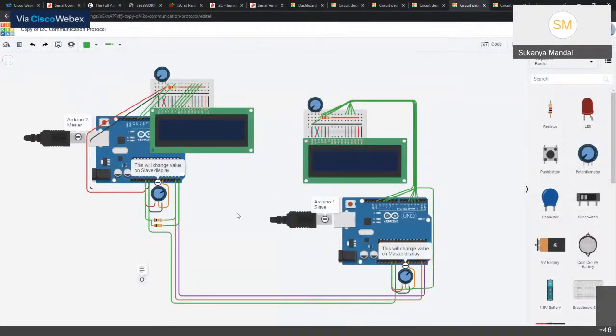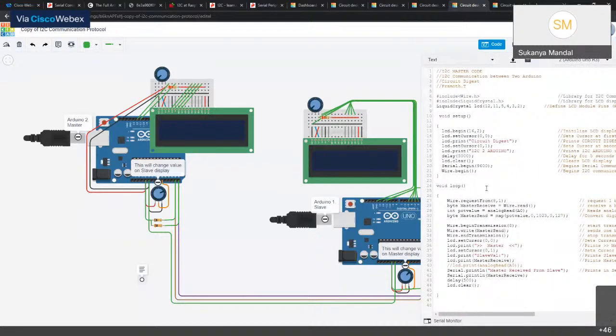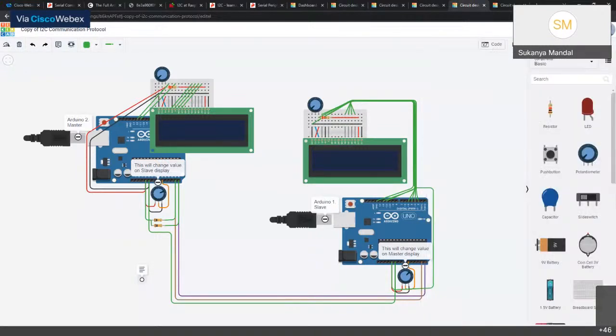Here is another example, a little more complicated, but pretty much the same. Due to lack of time, I won't be going through the code because it's complex and would require time to explain. But let me show you the simulation so that you understand what's happening here.